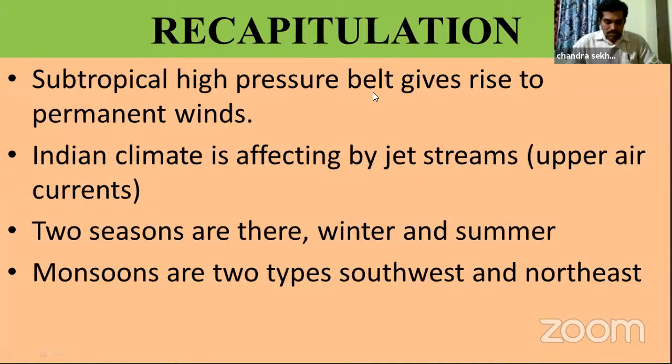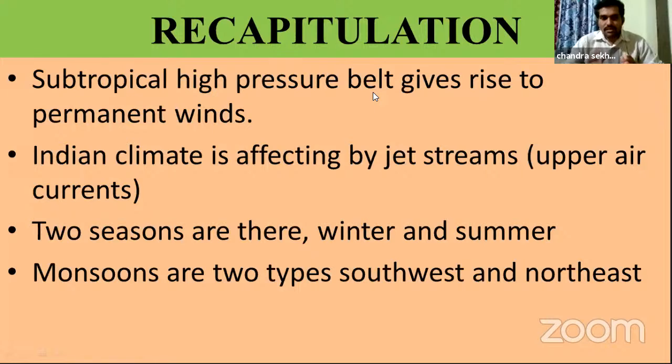So now I recapitulate the lesson. Once again, I want to recapitulate the important points. Subtropical high pressure belts give rise to permanent winds. We discussed subtropical high pressure belts near 30 degrees north and south. The winds which rise near these belts are permanent winds, and they always blow towards the equatorial low pressure belts. Those are very helpful for trade purposes. That's why those winds are called trade winds. And India lies in the dry northeast trade wind area.